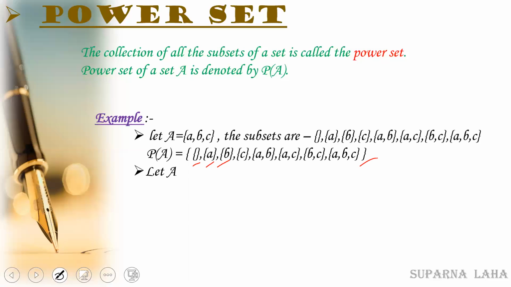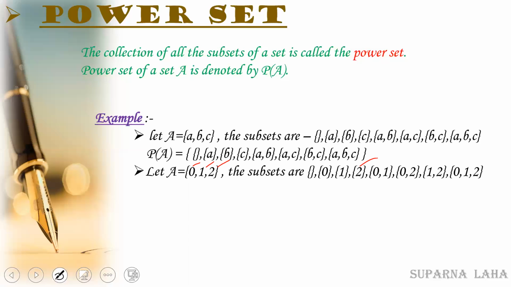Okay. Next example, take {0, 1, 2}. So the subsets are phi, {0}, {1}, {2}, {0,1}, {0,2}, {1,2}, {0,1,2}. That means itself. Then the power set is the collection of all the subsets. So write down all the subsets within the second bracket. This is your power set. So I hope this concept of power set is clear.